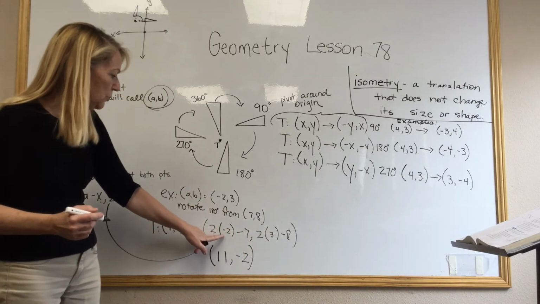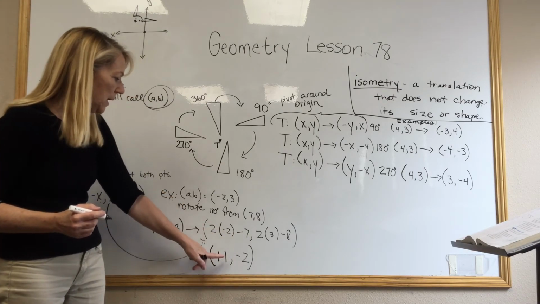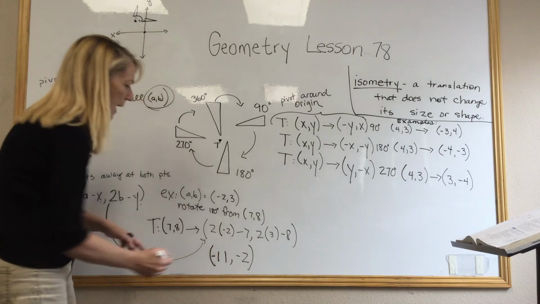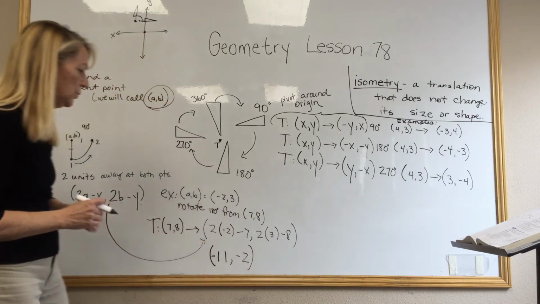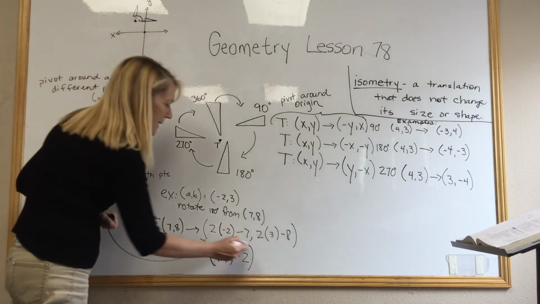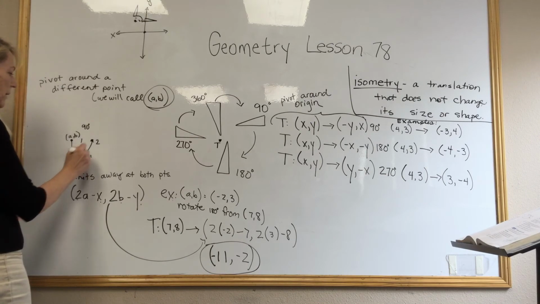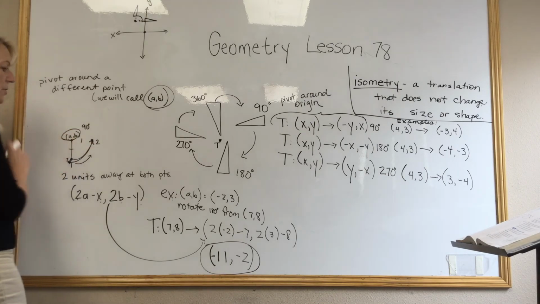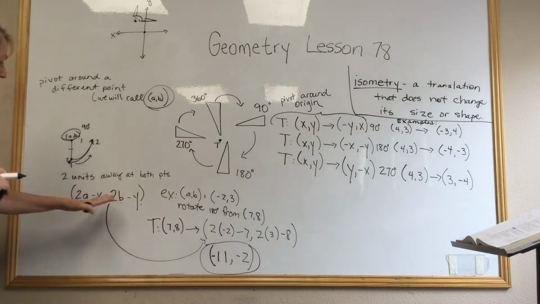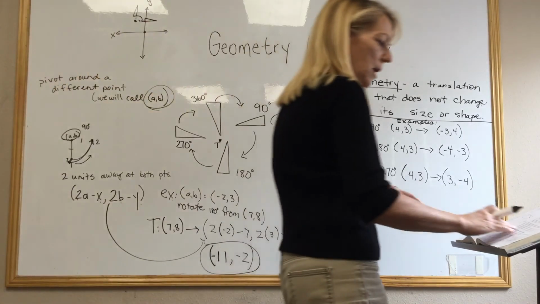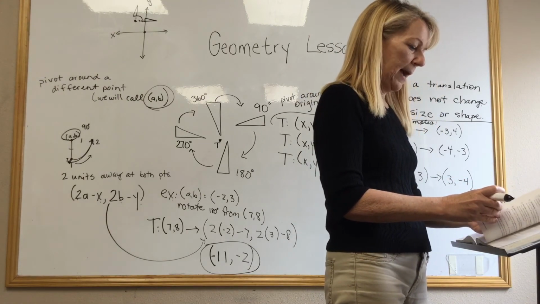So 2 times negative 2 is negative 4, minus 7 is negative 11. Then 2 times 3 is 6, minus 8 is negative 2. So that would be where I ended up. What you're trying to figure out is, if I started at 7, 8, where will I end up if the center is negative 2, 3? That is how you do that, and there's an example of it in the book. It's not hard. You just use the formula and it will all work out.